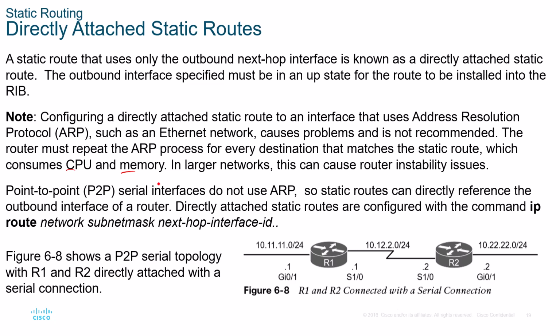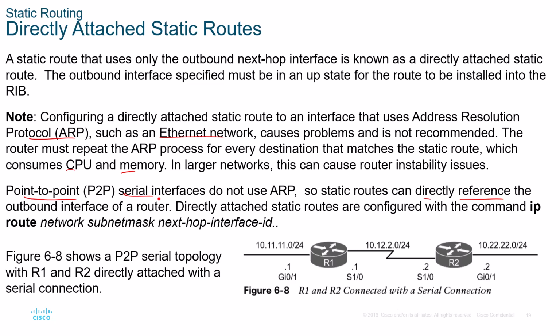So if we're dealing with a point-to-point serial interface, they don't use ARP. So static routes can be directly referenced to the outbound interface of the router. Up here with ARP, that was because it's an Ethernet-based network. Down here, P2P using serial interfaces. So there are slightly different options here.